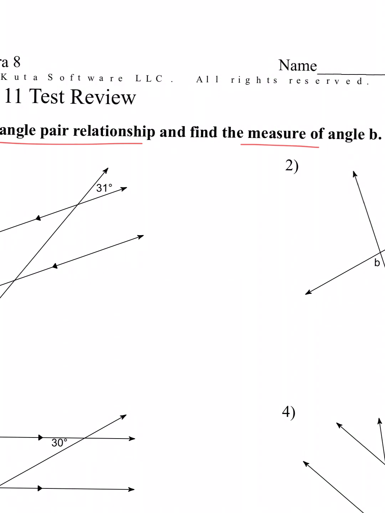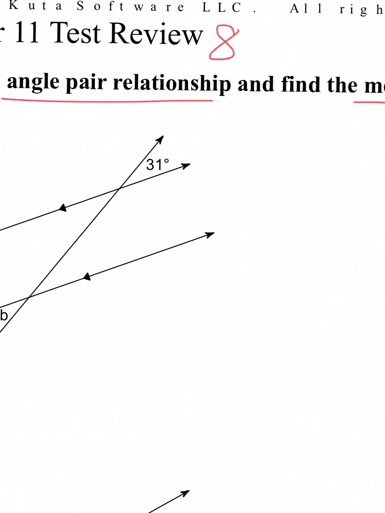So, how many angle pair relationships are there? 8. How many questions are there on this page? 8. So when you use an angle pair relationship, you're not going to use it again. It's kind of like matching. But you have to remember them. I won't give them to you.